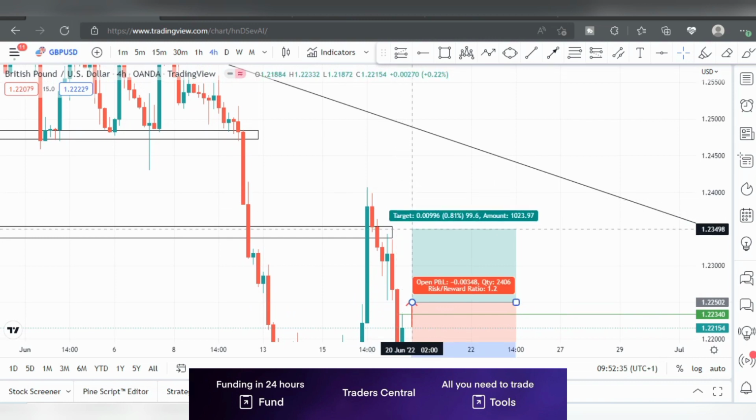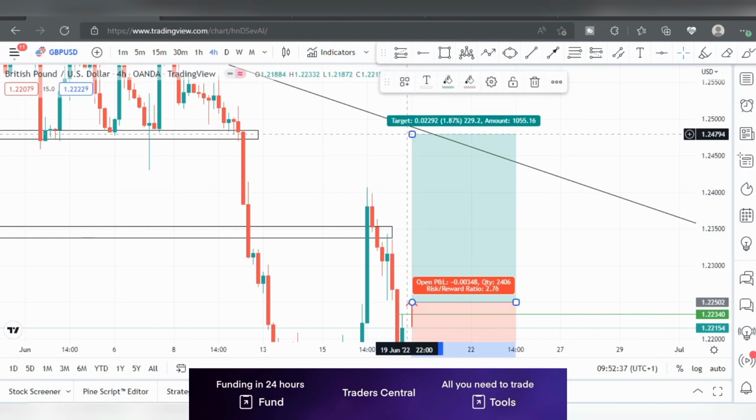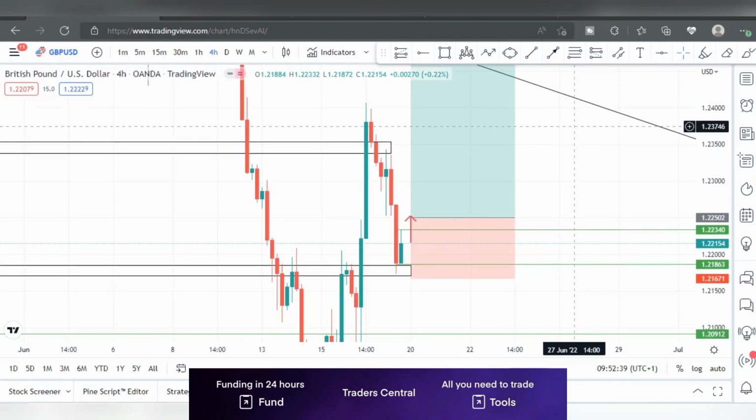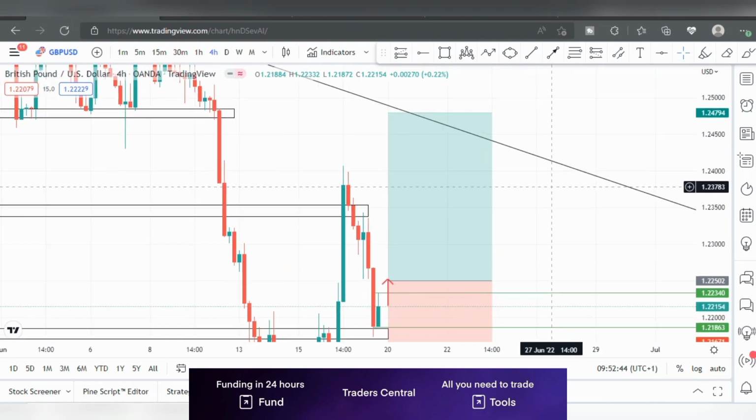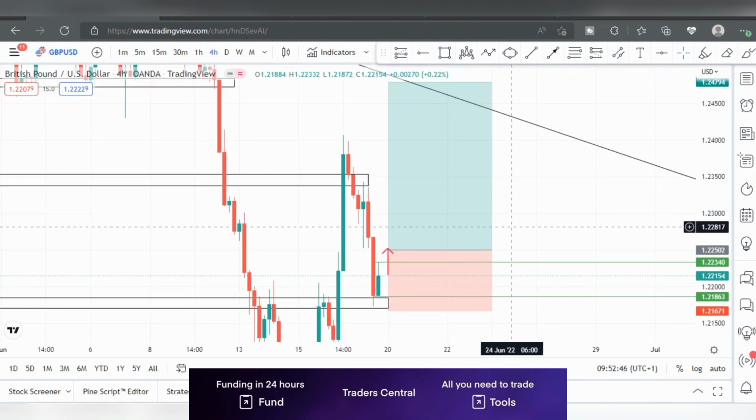So either this level here as take profit 1, or all the way to this level here, which is where I'm expecting price to get to anyway. So which will give us about 200 pips in profits and a quite good risk to reward ratio as well.